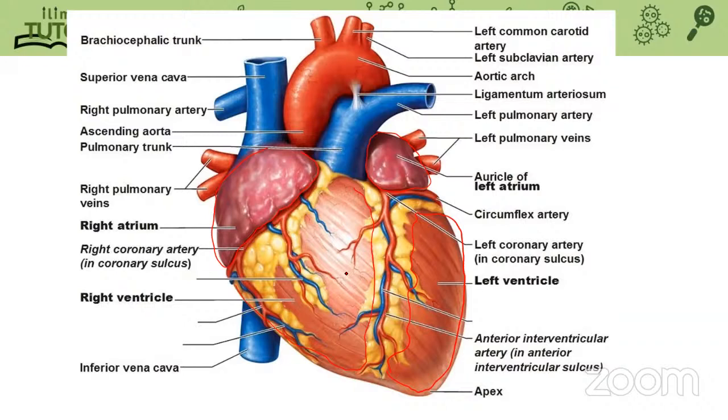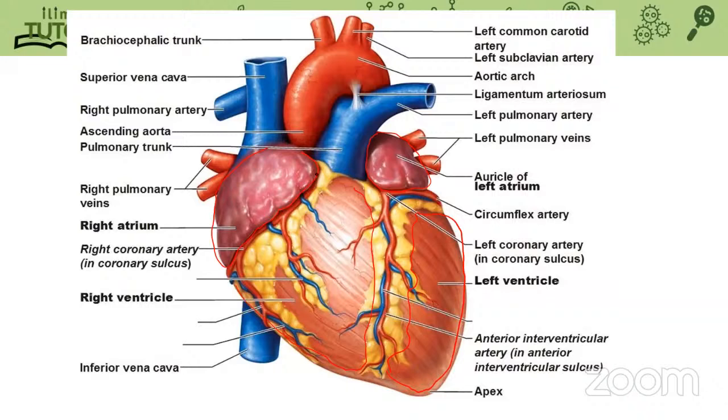Now, by the way, the coronary arteries are those arteries that supply the heart with oxygen and nutrients, because the heart in itself, yes, it does pump oxygenated blood to the other parts of the body, but the heart equally requires nutrients as well as oxygen. So the coronary arteries ensure that the cells of the heart equally have their own share of oxygen.